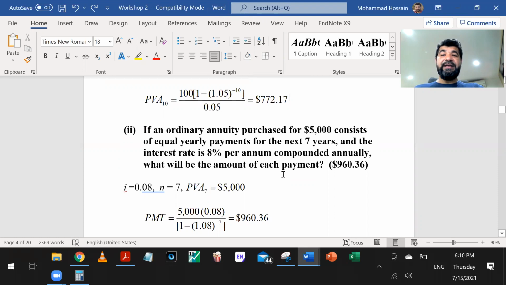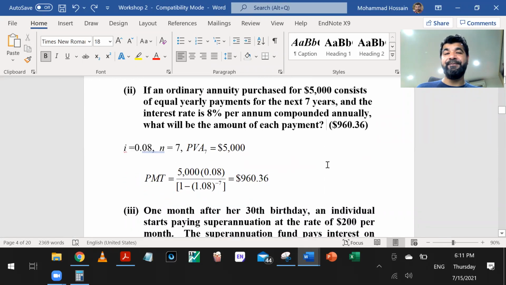Okay. So let's say here, if an ordinary annuity, they said it means ordinary. When they say ordinary annuity, it means that payments are made at the end of the period. If an ordinary annuity purchased for 5,000 consists of equal yearly payments for the next 7 years, and the interest rate is 8% per annum, it means yearly interest rate, compounded annually. See, compounded annually, it means M is going to be 1. What will be the amount of each payment?